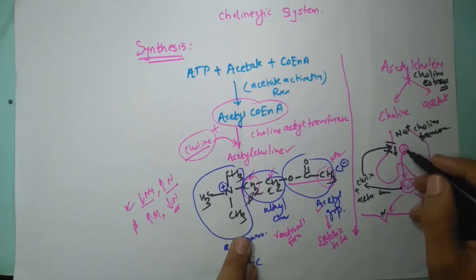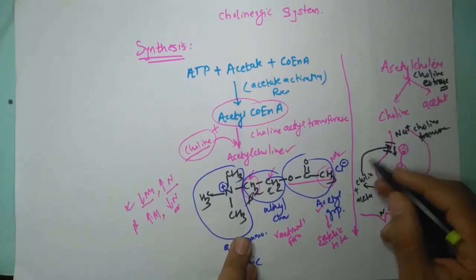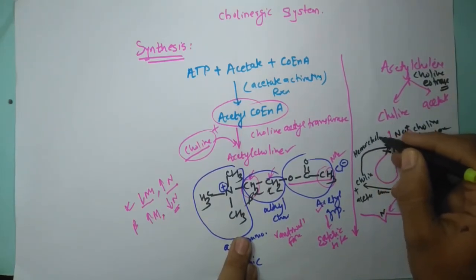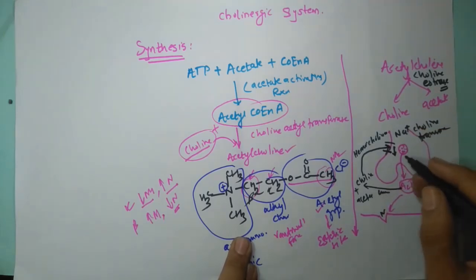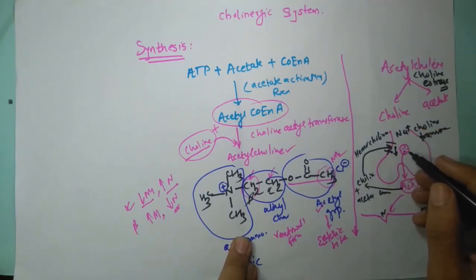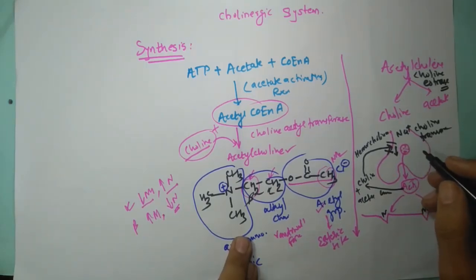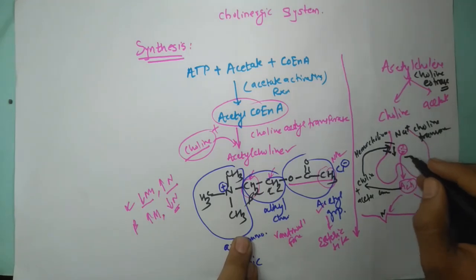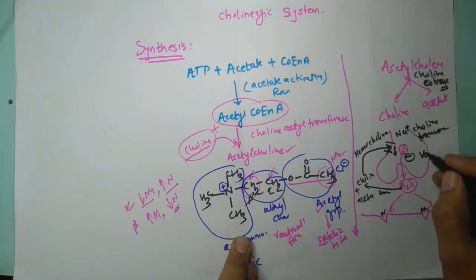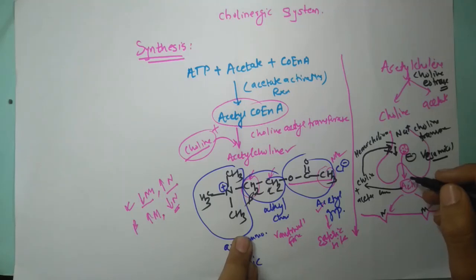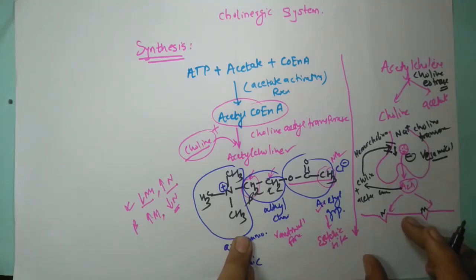To prevent the reuptake of choline, the drug called hemicholinium is used. This drug prevents the reuptake of choline through the sodium choline transporter. The release of acetylcholine is also prevented by a drug called vesamicol, which prevents the release of acetylcholine from the nerve. This is the mechanism of action of acetylcholine.